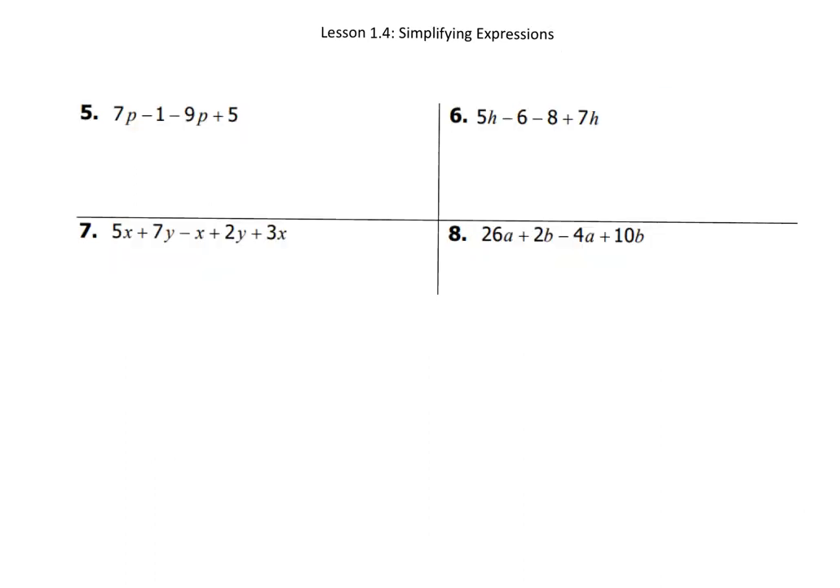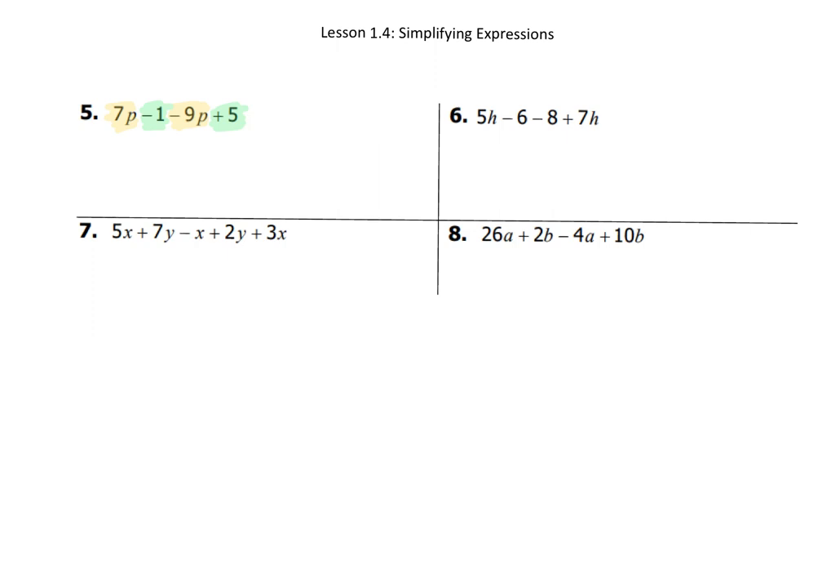Okay, on number 5, my expression is 7p minus 1 minus 9p plus 5. Remember, to be like terms, they have to have the same type of letter, with the same kind of exponent if they have exponents. So 7p could only go with something else that has a p, which is our -9p. Notice I kept that negative sign with it. And then constants go together, regular numbers. So that would be my -1 and my +5.